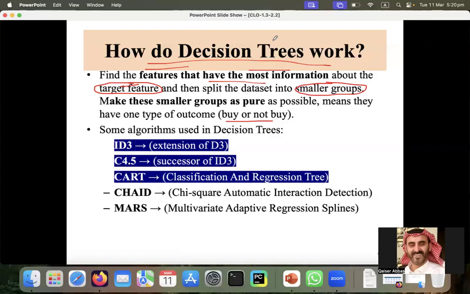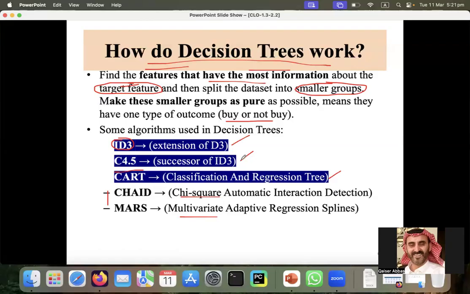What are the algorithms that we will use for decision trees? Some are mentioned. ID3, which we will use; C4.5, which is the successor and extension of ID3, the next version of ID3; and CART, which is the Classification and Regression Tree. These blue ones we will study in this course. But CHAID and MARS, which are chi-square and multivariate adaptive regression splines, we will not study. You can read them by yourself, because I cannot cover all these things.